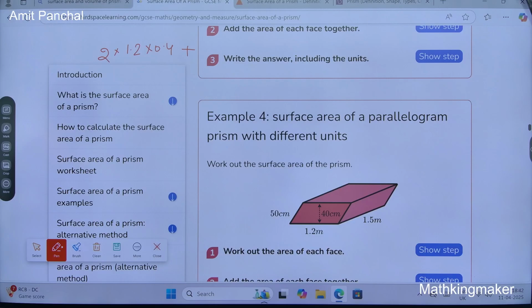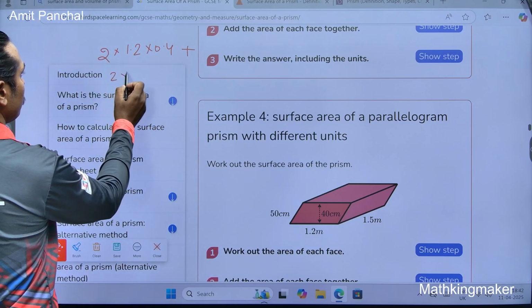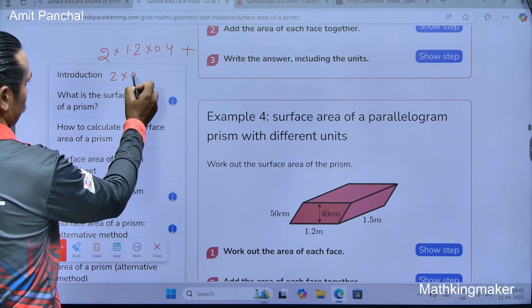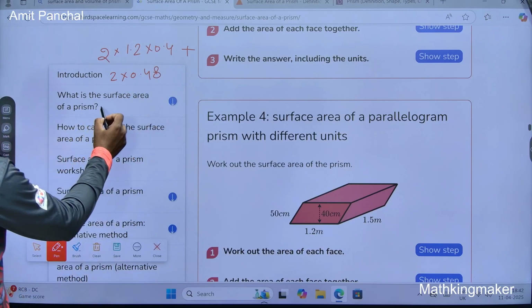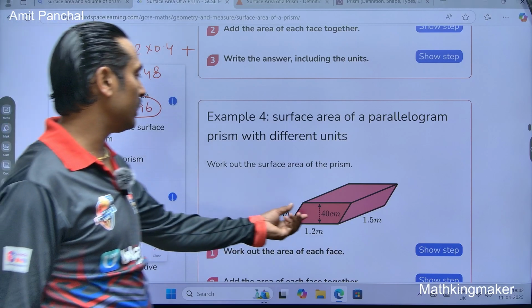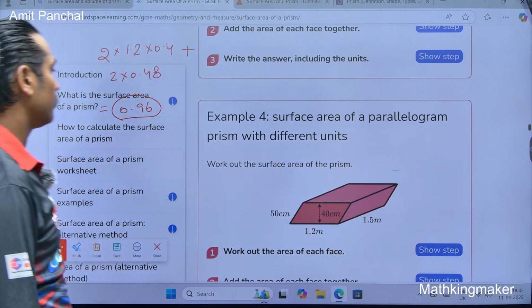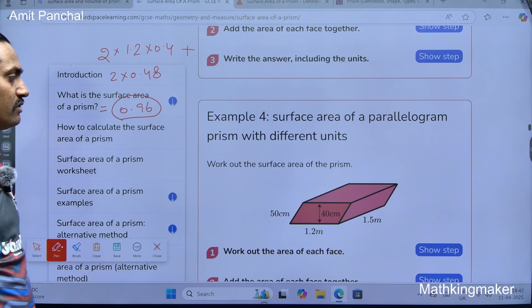So what if you go on finding all the areas and then adding them up? Yeah, you can also find the areas, but the front side area is twice the area. How much is it? Twice into 0.9, 0.48, okay, and this is 0.96. So that is the area of this parallelogram. And the area of the base you have calculated, it is 0.96.